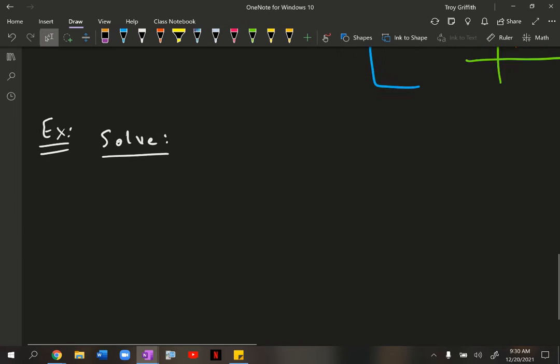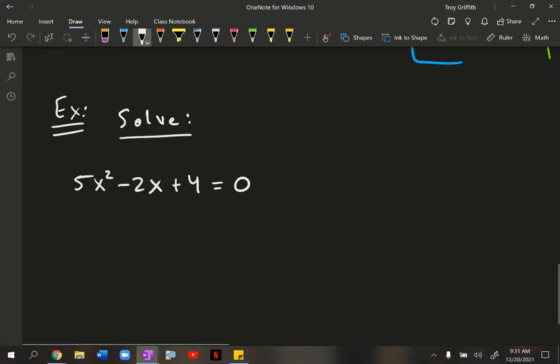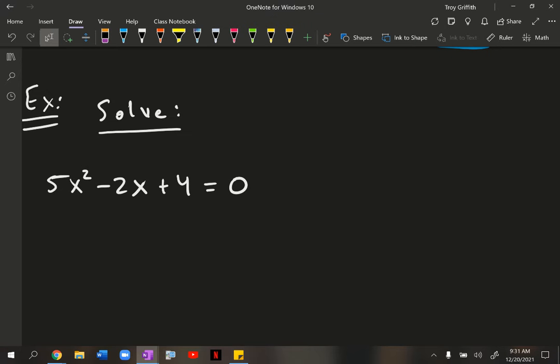So let's say that we had x squared plus 7x. Actually, no, sorry. Let's flip this. Let's try 5x squared minus 2x, and let's do plus 4 is equal to 0. Okay. All right. So if we were going through our processes of seeing if we could maybe solve this thing using all of our strategies, let's try once again factoring, completing the square, and quadratic formula.